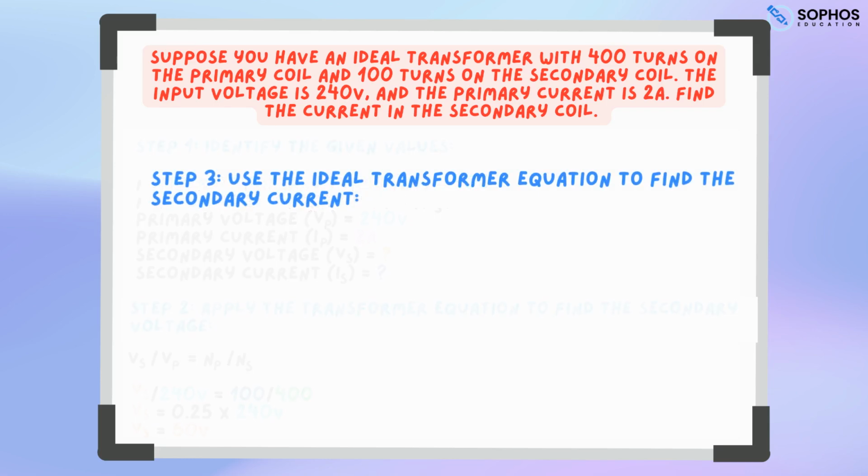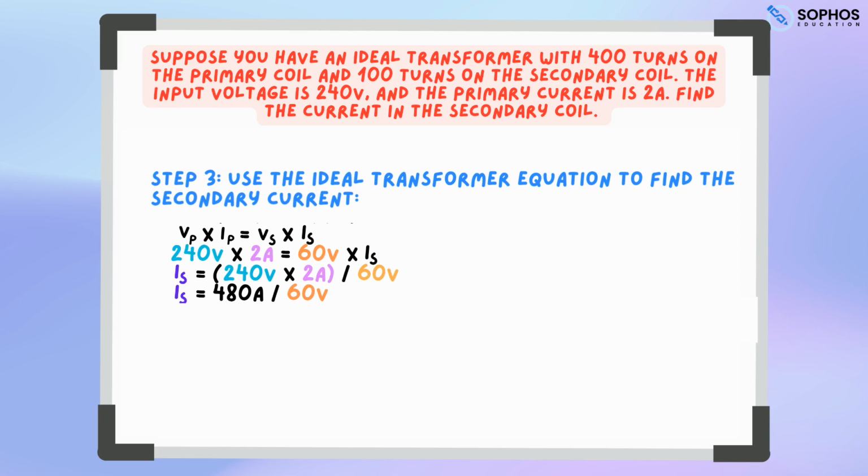Next, use the ideal transformer equation to find the secondary current. Vp times Ip equals Vs times Is. 240V times 2A equals 60V times Is. Is equals 240V times 2A over 60V. Is equals 480 over 60, which gives 8A. Thus, the secondary current is 8A.